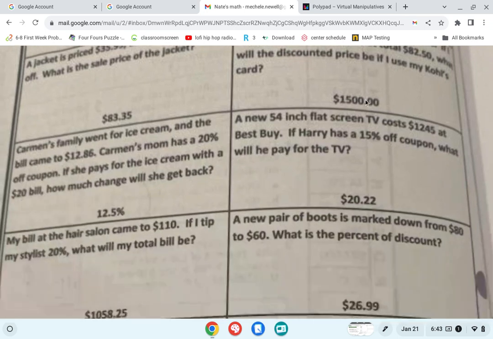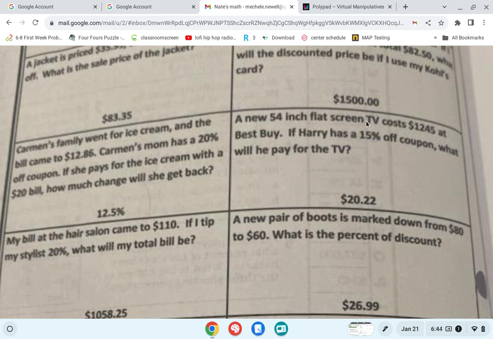This one right here, the one about Carmen's family went for ice cream and the bill came to $12.86. Carmen's mom has a 20% off coupon. So we know that we have to find out what is 20% of 12.86 and then subtract that amount, right? But then there's another component. It says if she pays for the ice cream with a $20 bill, how much change will she get back? So I'm going to subtract the amount of the discounted price from the 20, and that will give me some change. Okay, so that should be relatively simple for you. If it isn't, let me know and I'll walk through an example.